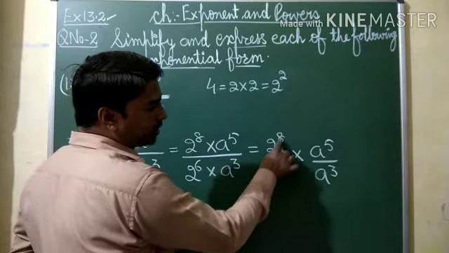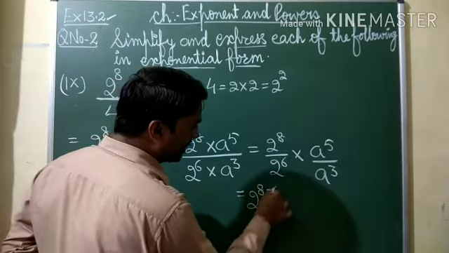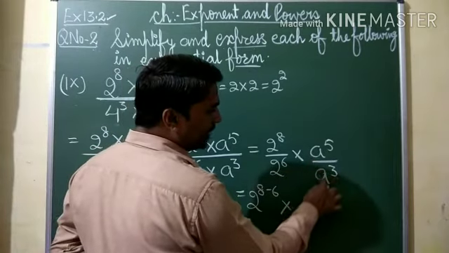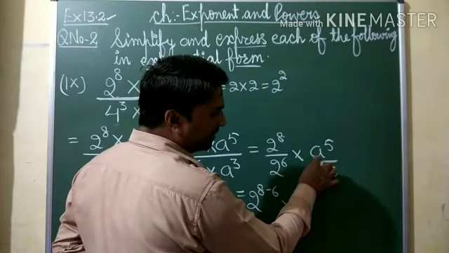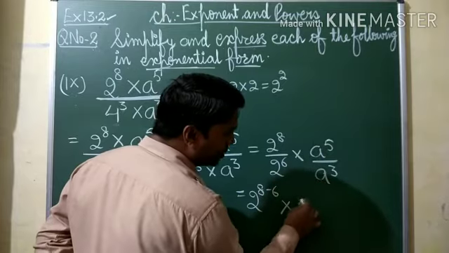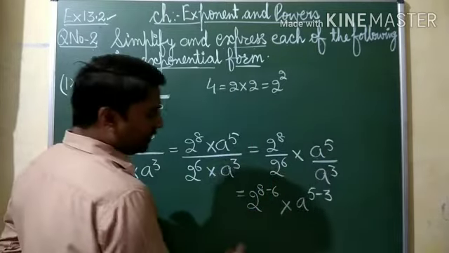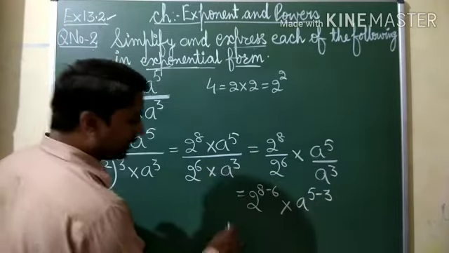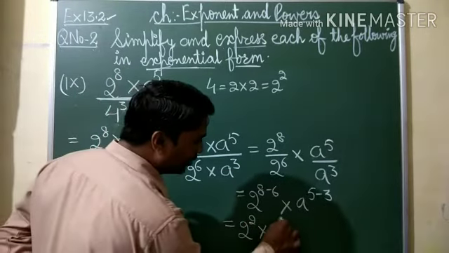So we get 2 raised to 8 over 2 raised to 6 is equal to 2 raised to 8 minus 6. Also a raised to 5 over a raised to 3 is again the case of dividing powers with the same base. Therefore a raised to 5 over a raised to 3 is equal to a raised to 5 minus 3. So we get 2 raised to 8 minus 6 multiplied by a raised to 5 minus 3, which is equal to 2 raised to 2 multiplied by a raised to 2.